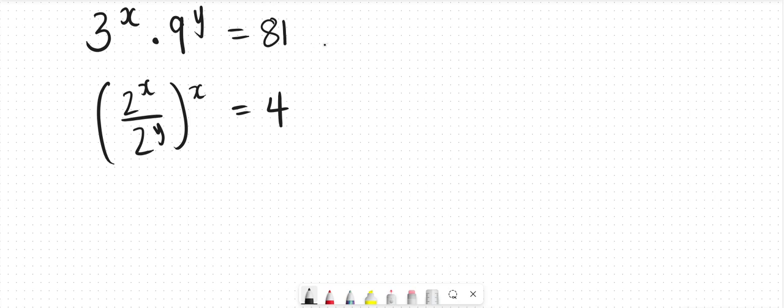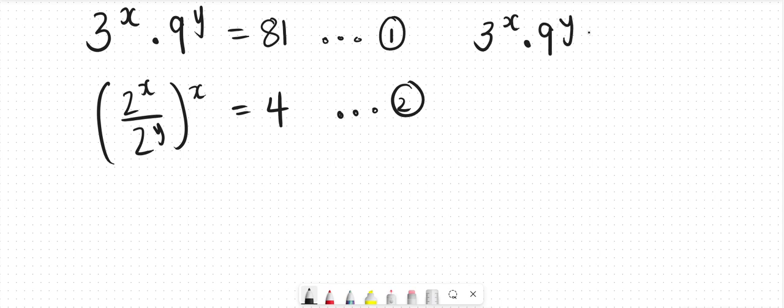Whenever you're given a simultaneous equation, we start by numbering our equations. I'm going to number the first one equation 1, and the second one equation 2. I'm going to take equation 1 because that's easier to work with, and simplify and manipulate it so that I can substitute it into equation 2.